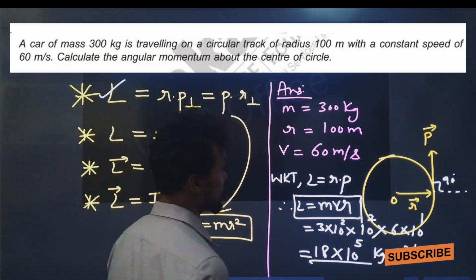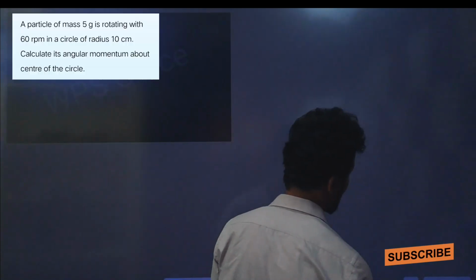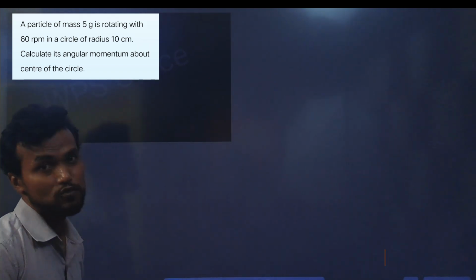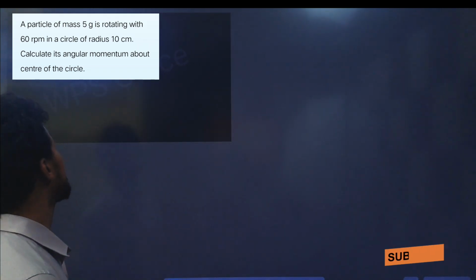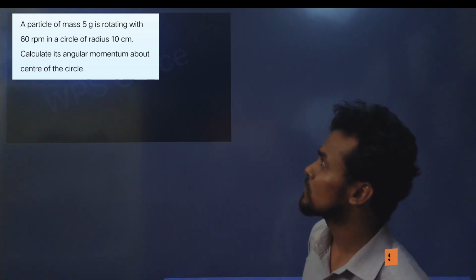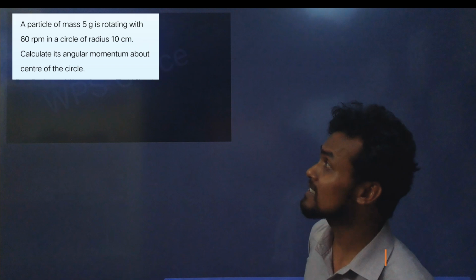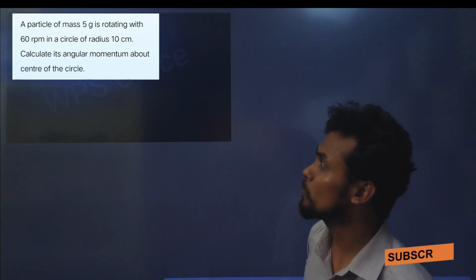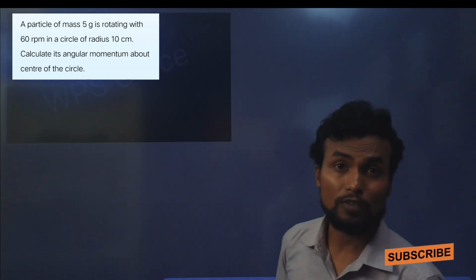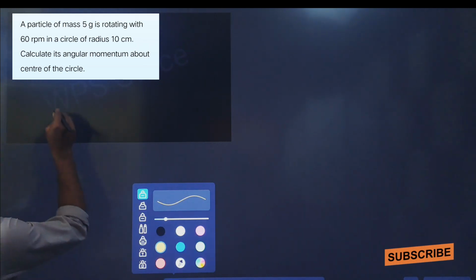Okay. Now, dear students, after that we are going to move to the next question, please. Here is the next question again. I have just taken very simple questions here. The question is, a particle of mass 5 gram is rotating with 60 rpm in a circle of radius 10 centimeter. Calculate its angular momentum about the center of the circle. Kindly guess which formula we have to use here.